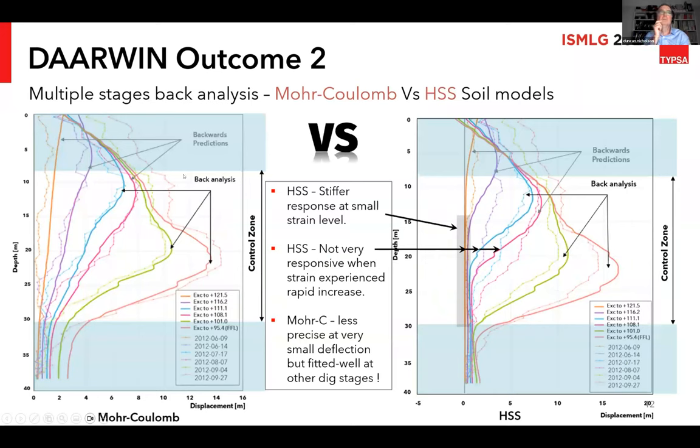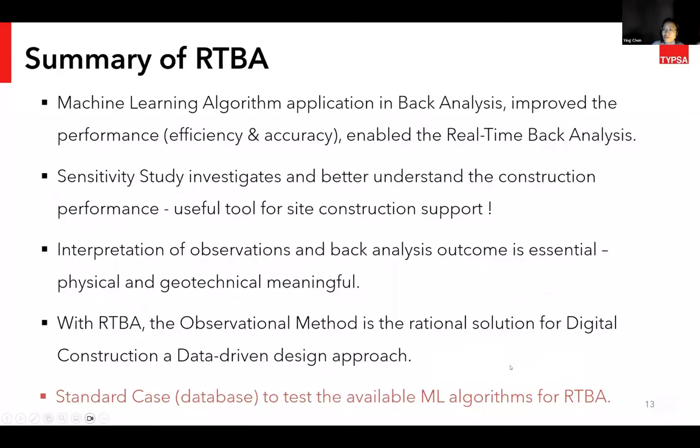Then we also tried a different advanced soil constitutive model, and we also targeted multiple excavation stages. This way, you can definitely see the prediction at each excavation stage has improved significantly. However, there are still some drawbacks. Even the advanced soil model cannot give us very accurate foreseeing predictions. So I believe there is still more work for this RTBA group to continue pushing for future improvement. There are lots of things I want to talk about, but it's probably time for me to wrap up.